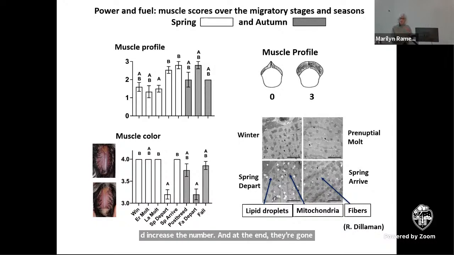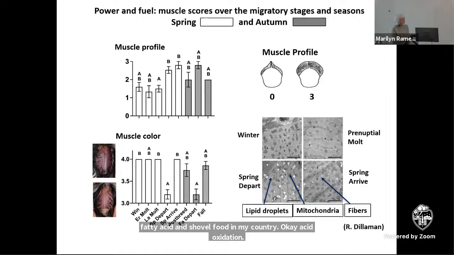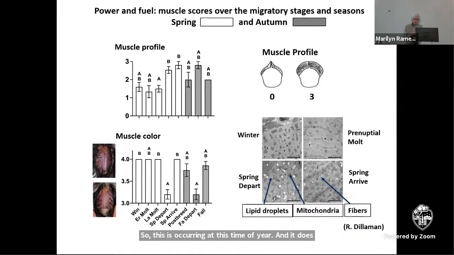So depositing lipid in muscle puts it really where the buck should be, because then the lipid is altered into fatty acid and shuttled into mitochondria, where fatty acid oxidation takes place. So this is occurring at this time of the year. And with our migrants, it appears that it's associated with fattening in general.